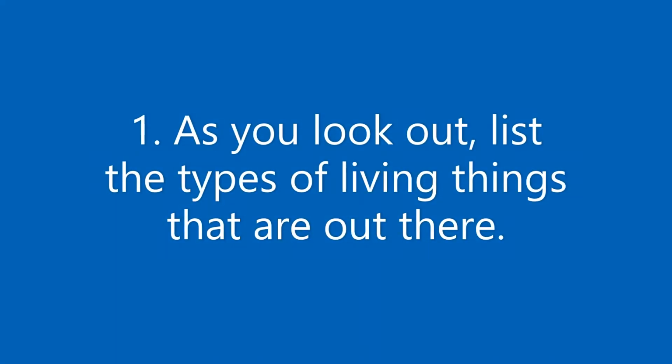Question 1. As you look outside your window, list the types of living things that are out there. Most people start with the mammals, animals with hair or fur that give birth to living young, for example, dogs and cats and cows. And they also start with vertebrates, animals with a backbone, for example, turtles, fish, and birds, and mammals. Did you also include any people that you saw? We're also mammals and vertebrates.